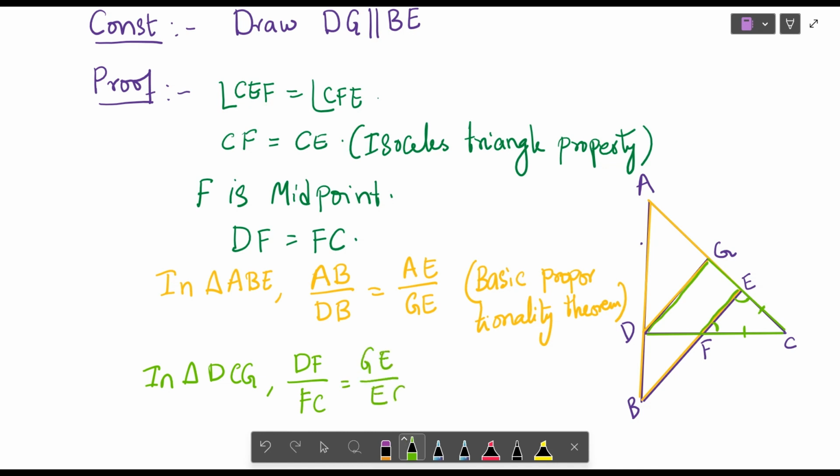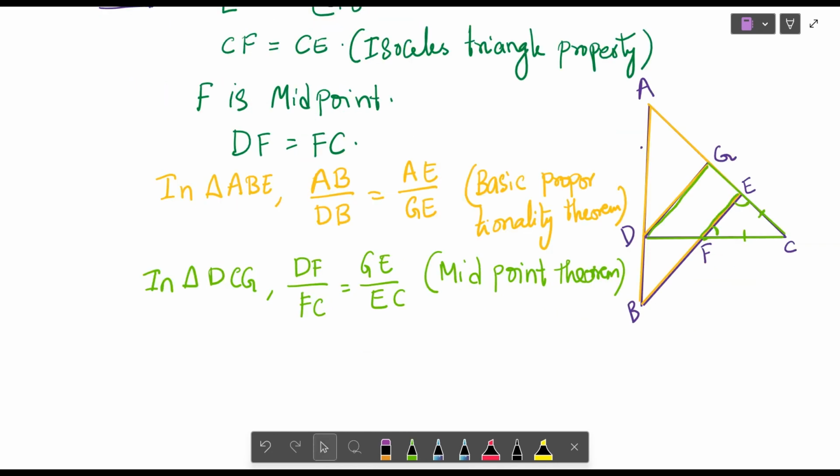Why, students? Here F is midpoint they have given, no? This is nothing but our midpoint theorem. Okay. What is midpoint theorem, students? So this is what we have written. So DF by FC is equal to GE by EC. Okay.